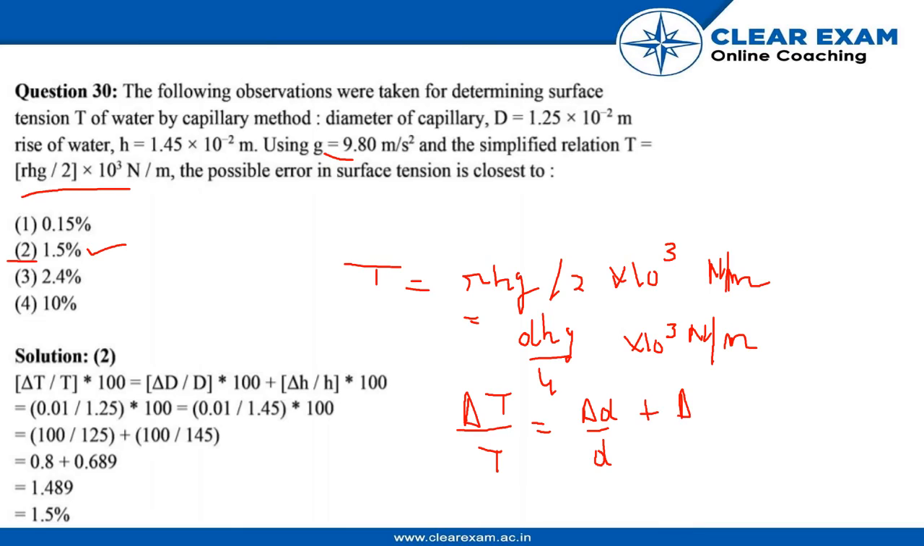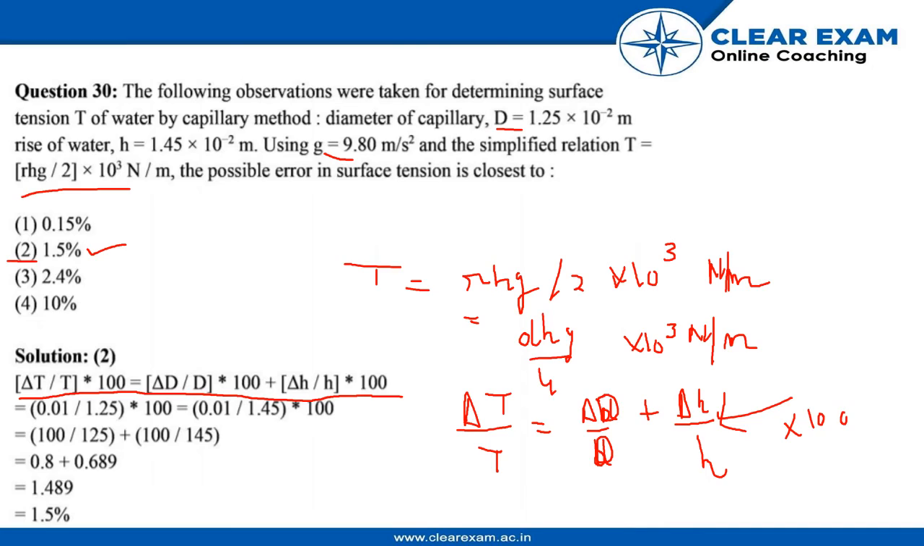plus del H by H. Here D is the diameter and H is the rise in water, the height. So by putting the values, we can say that del T by T into 100 is equal to del D by D into 100 plus del H by H into 100. Just multiplying this equation by 100 on both sides, we get this.